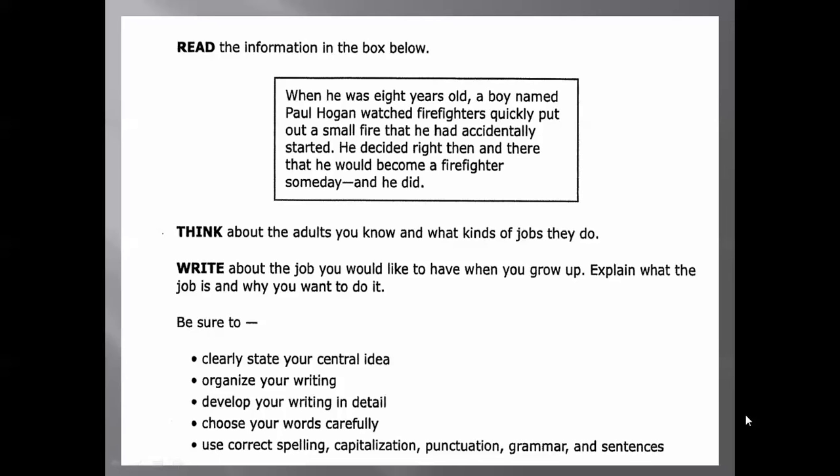When he was 8 years old, a boy named Paul Hogan watched firefighters quickly put out a small fire that he had accidentally started. He decided right then and there that he would become a firefighter someday, and he did.